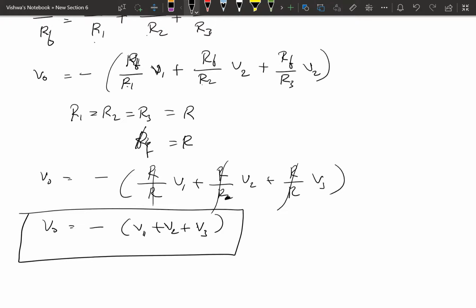What does it indicate? The output voltage is equal to the sum of all input voltages. This negative sign indicates phase reversal, okay? Not minus of voltage, it indicates phase reversal, so that the output is the sum of all input voltages. So like that we can use the amplifier as a summing amplifier to add the input voltages.